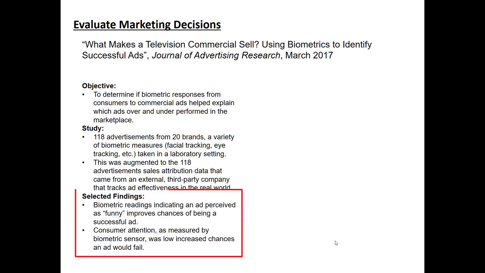In this study, they found a few interesting things. First, at least in the case of these candy bar ads, biometric readings that indicated an ad was perceived as funny improves the chances of being a successful ad. On the other hand, when the biometric trackers indicated that someone was not paying particularly close attention to an ad over time, this actually increased the chances that it would be an ad that would fail. While some of these results may seem intuitive, what's important here is that these results showed that actual biometric feedback, not just how people evaluated ads as being funny or boring, actually taught us a little more about whether or not an ad would succeed.